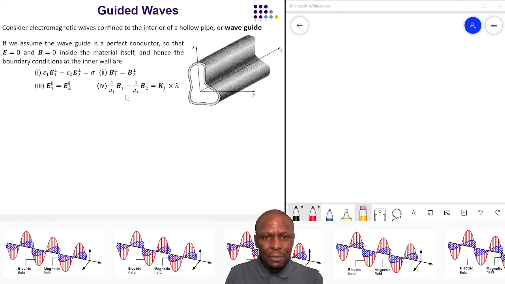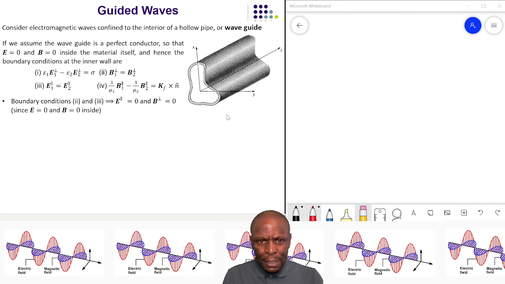these equations. All right, where sigma is the surface charge. Now, in this case, this is what you are going to have for boundary condition number one. It's just going to be 0 and 3 because E and B are just equal to 0. 1 and 3 are just going to be equal to 0 because there's no electric field and magnetic field inside.